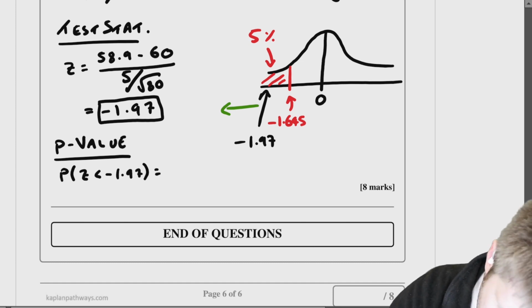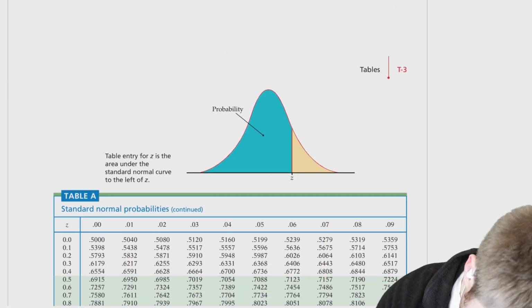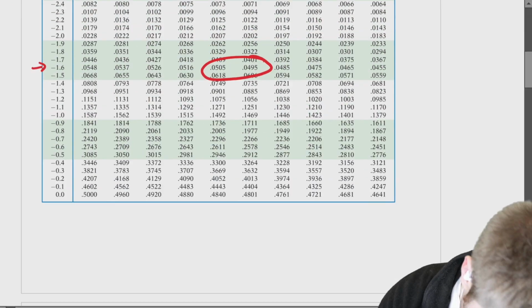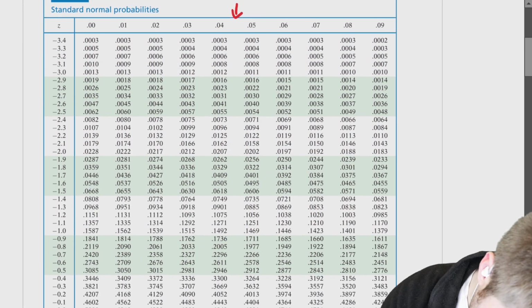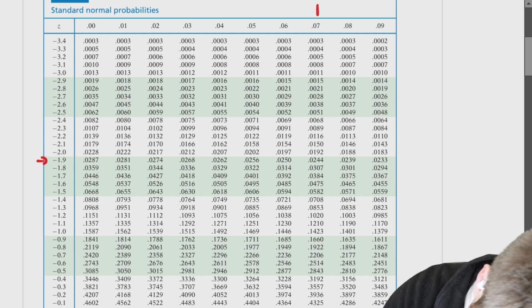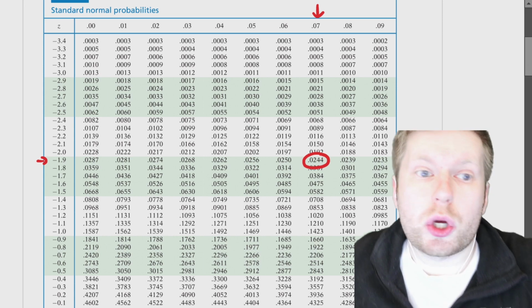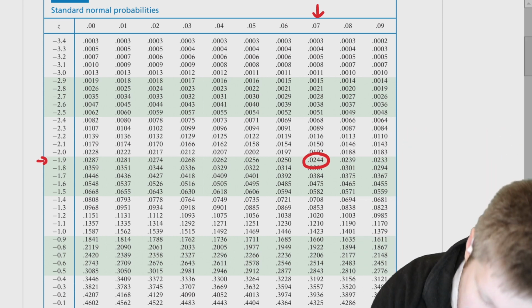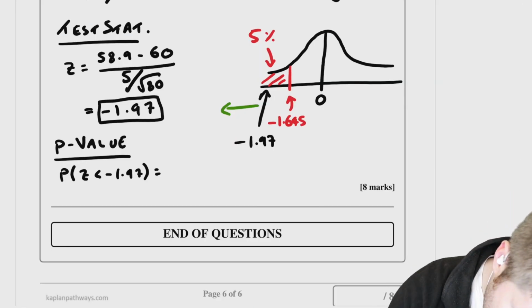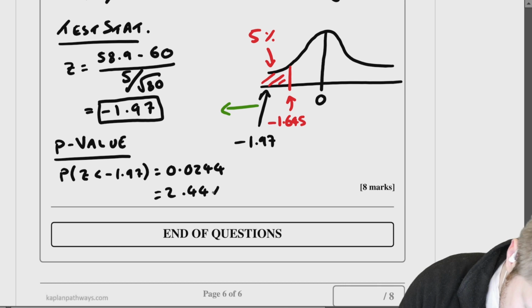So let's go and quickly look that up. Okay, so let's look on my Z tables, and I'm looking for 1.97 below, or negative 1.97 and below. Let's have a look in here. So negative 1.9 is here, 0.07 is here, find the intersection point, 0.0244. Okay, so that's my p-value, 0.0244. Or if you prefer, that's about 2.5%, 2.44%, okay?